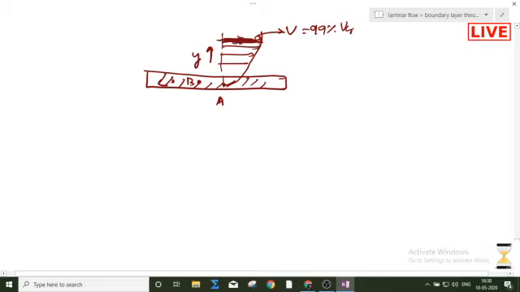And if you join all these points, suppose this point I will get here, this point I will get here, so if you join all the points, a line will form. That is called the boundary layer, which separates the two zones. This is zone 1 and this is zone 2. Inside zone 1, what will happen? The viscous flow will exist inside this zone.